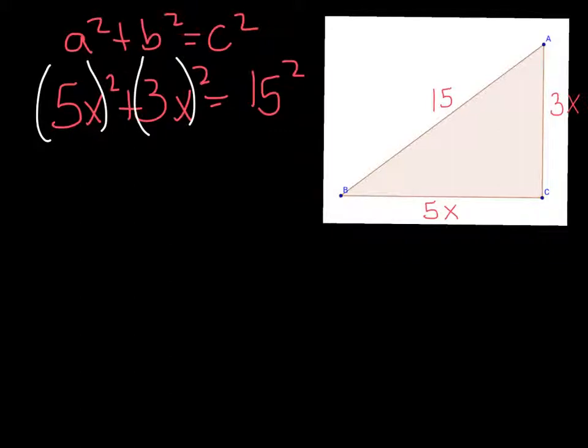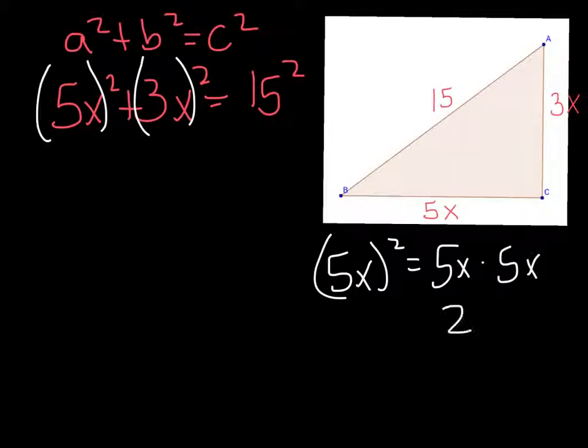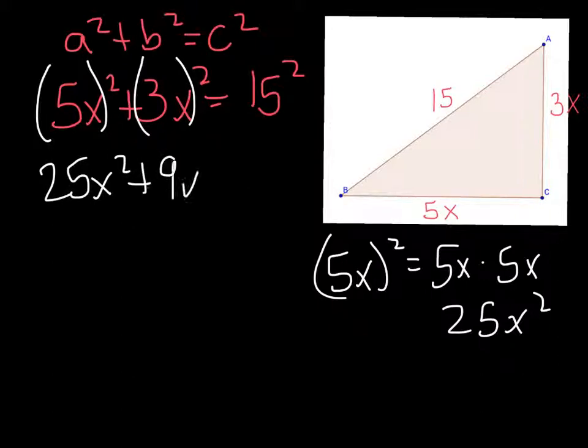side is squared. And that's significant because instead of 5x squared, we're going to get 25x squared. Instead of 3x squared, we're going to get 9x squared, because the whole thing times itself. For example, 5x squared is 5x times 5x, so that's 25x squared. All right, so we'll go ahead and do that. 25x squared plus 9x squared equals 225, I believe. I think that's what 15 squared is.